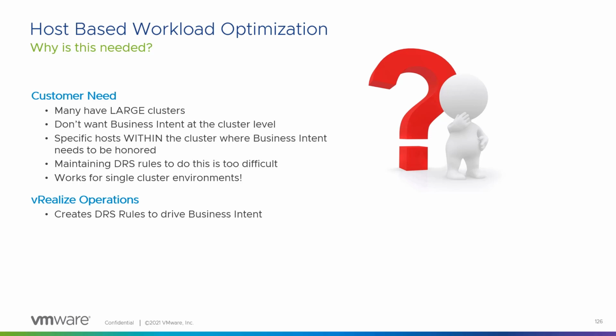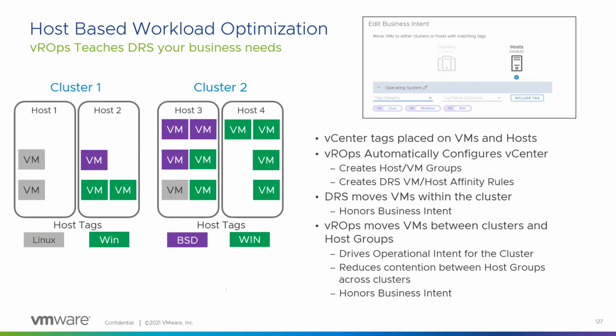So let's see how that kind of works. You still start with vCenter tags from a business intent standpoint. The operational intent is the same. You choose balanced, or you choose consolidated, or you just leave it in the middle for moderate. But when you flip over to the business intent, instead of choosing clusters, now there's a new option called hosts, and you're going to enable that there.